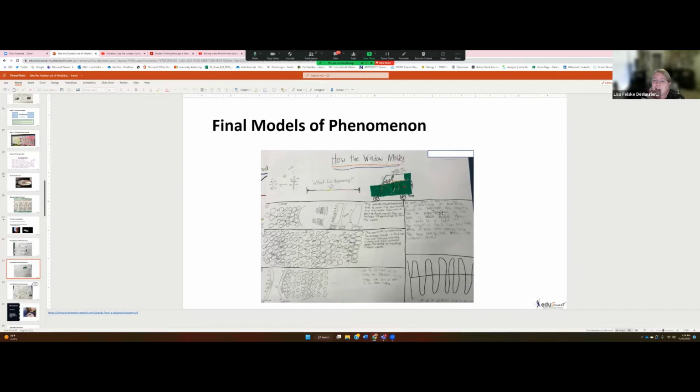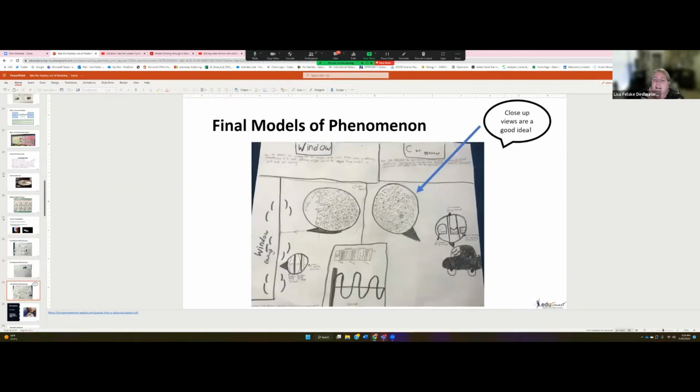Here's another one. She's got, or he's got a few more explanations, but we see this sort of pattern of close together, further apart, which looks like sound. And then this one, maybe this part is showing a pretty good representation of sound. And I like how the student made a close-up view. So I put here, close-up views are always a good idea.